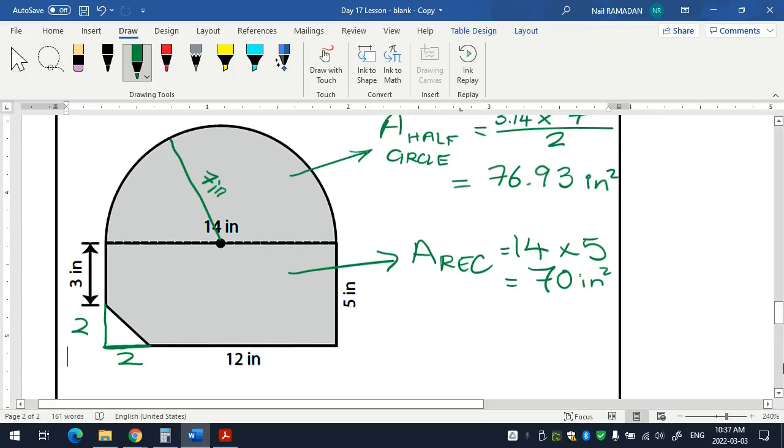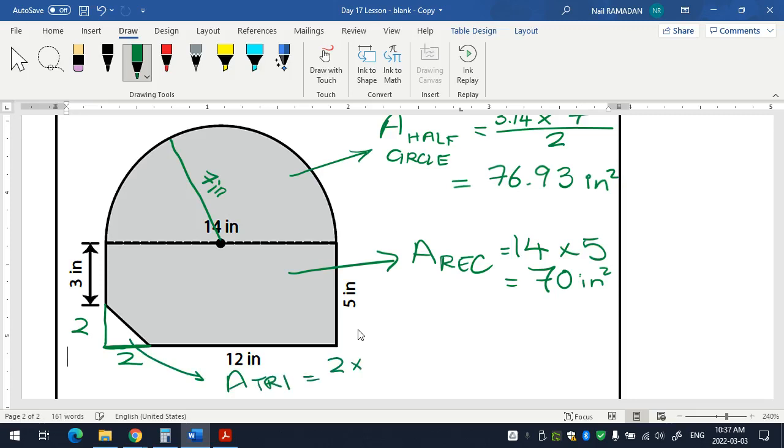What shape is that? A triangle. How wide is the base? How high is the height? Right. So it's 2 times 2 divided by 2. So a triangle equals 2 times 2 divided by 2. This 2 will cancel this 2, or 4 divided by 2. It's 2 inches squared.